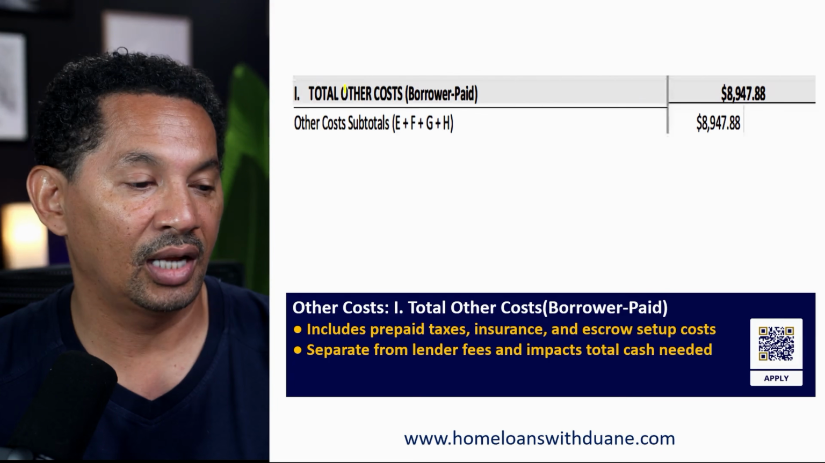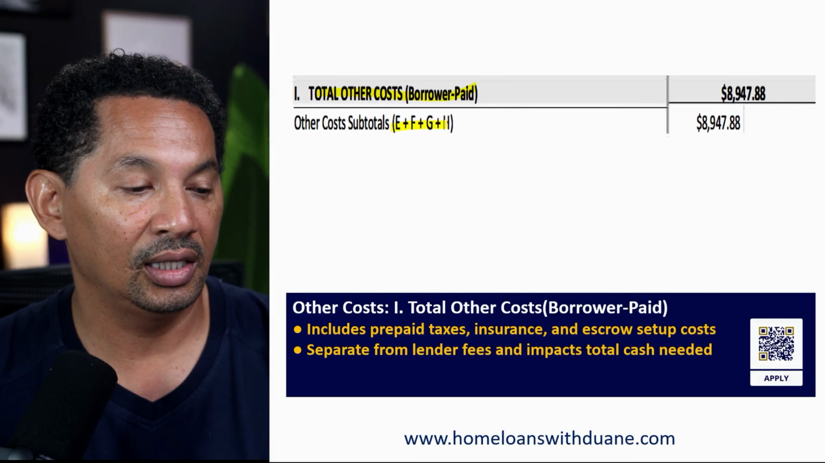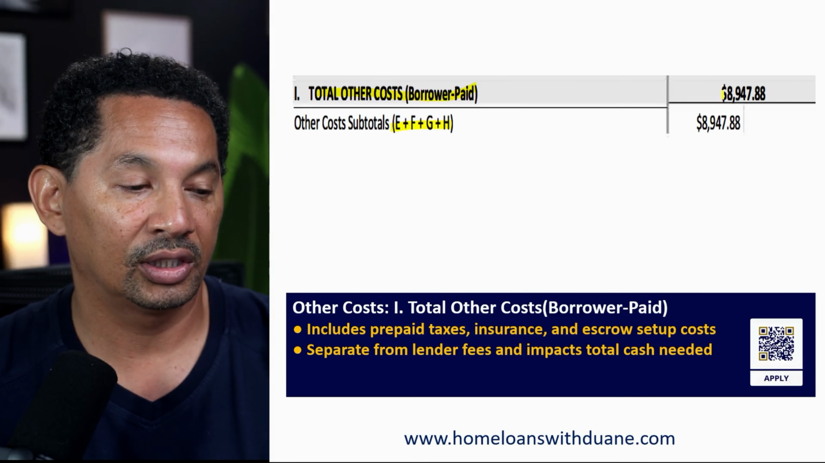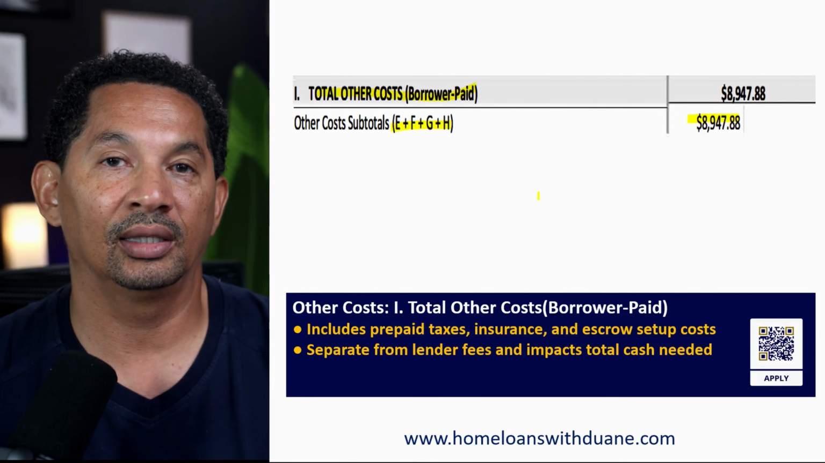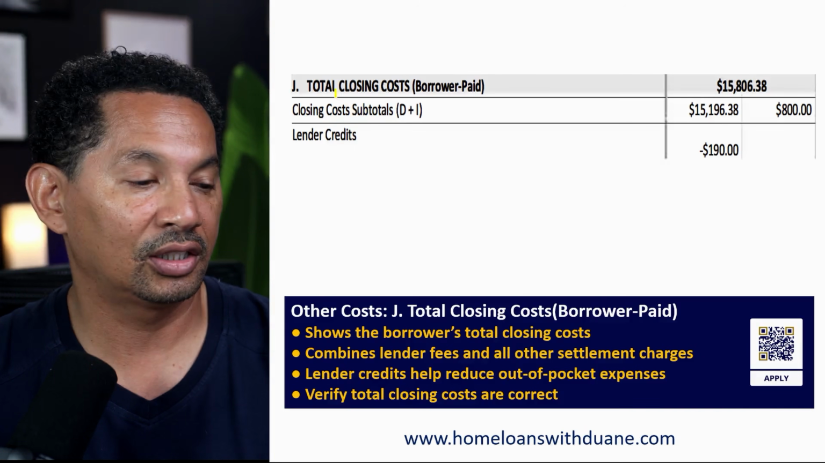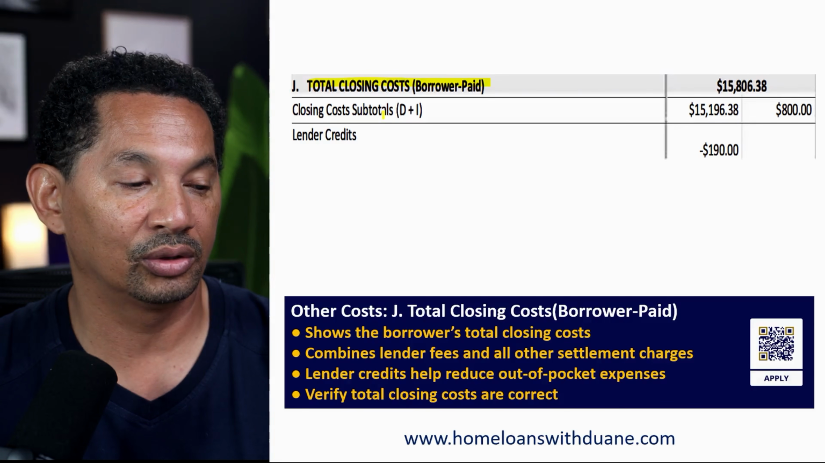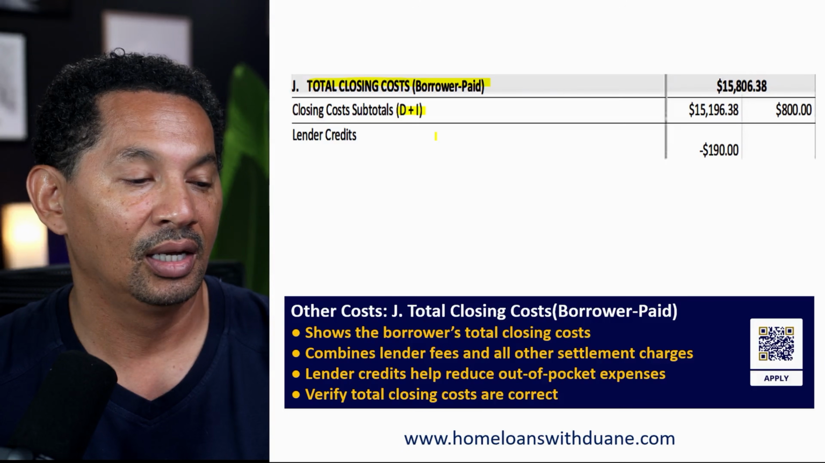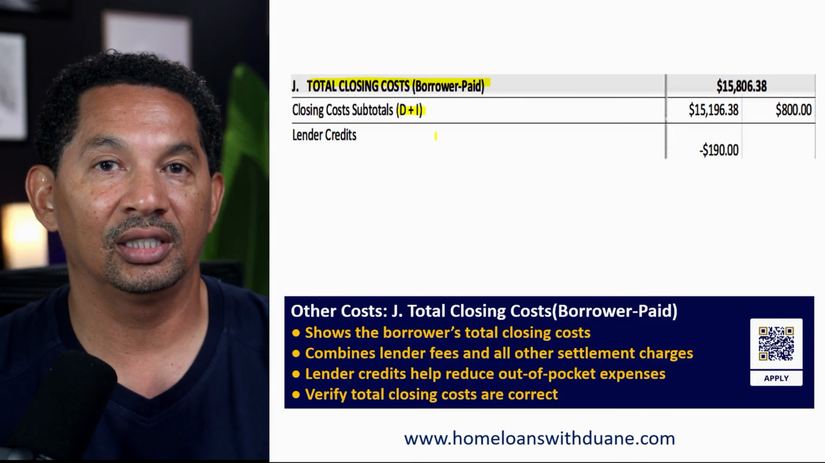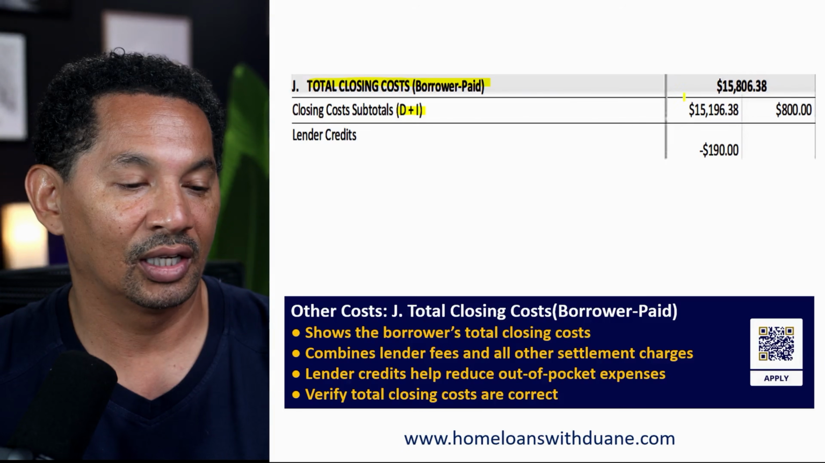All right, so Section I is the total cost, E, F, G, and H all together, and that comes to $8,947.88. Okay, so now Section J is the total of all the closing costs, and this is D plus I. D was A, B, and C. I was E, F, G, H, and those together come to $15,196.38.